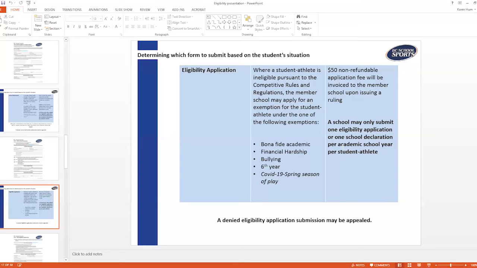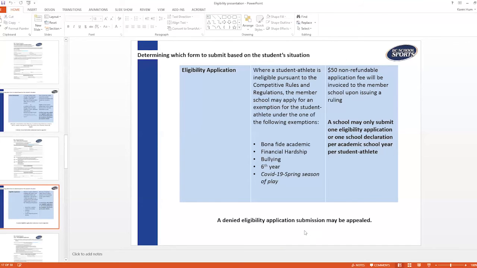There's a lot of misconception that the fee has to be sent to us before we'll review the application. All the applications come to us by email. We will invoice you for the application fee once we've ruled on the application. The other item of note is a school can only submit an eligibility application or a school declaration once for each student per academic school year. So you can't switch up the reasons, saying, oh, they moved, it didn't meet that, so now we're going to go this way.